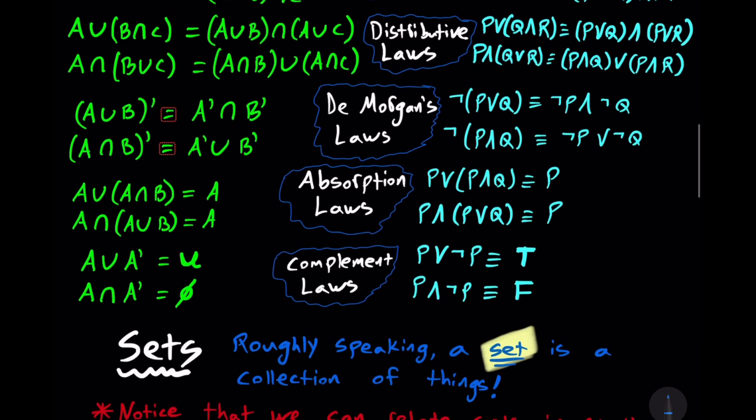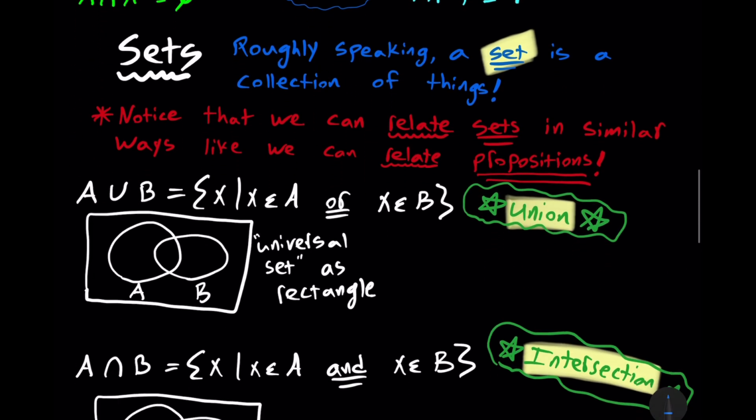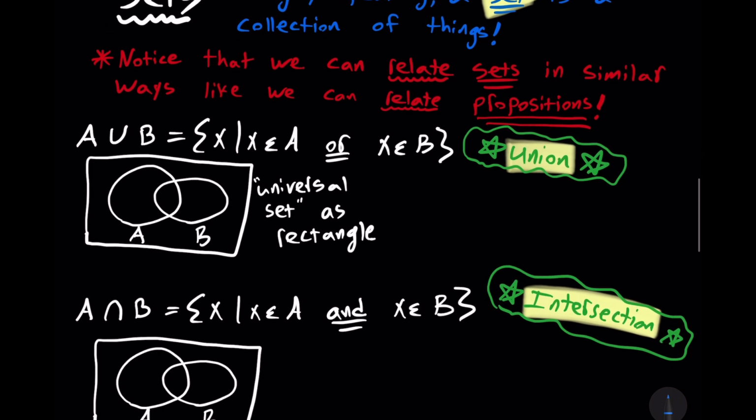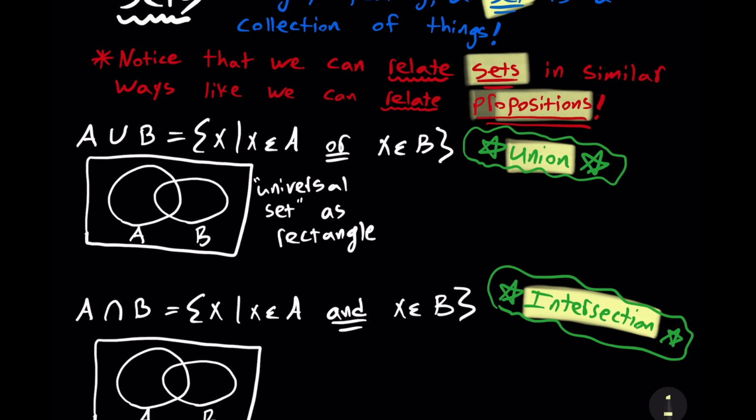Let's step back. And as I said, notice that we can relate sets in similar ways like we can relate propositions. We can relate propositions with the 'and' sentential connective, the 'or' sentential connective, etc., and we can relate sets with each other with a union or intersection, etc.